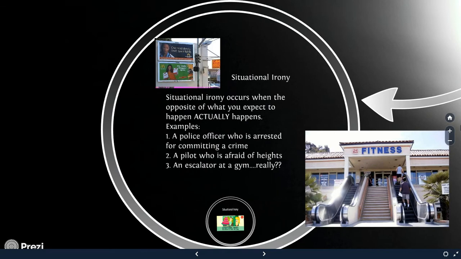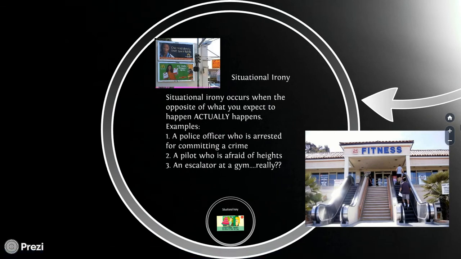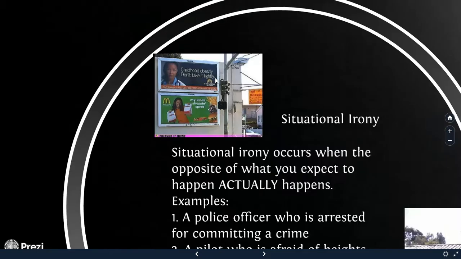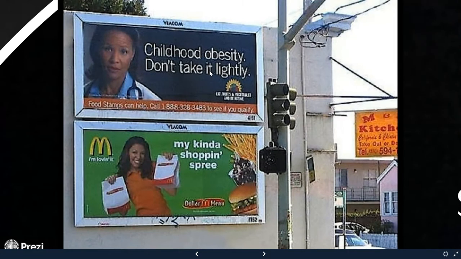So situational irony occurs when the opposite of what you expect to happen actually happens. So a police officer who was arrested for committing a crime, or a pilot who is afraid of heights, or even an escalator at a gym. So you can see it right here. There's a picture right here that actually says childhood obesity, don't take it lightly. But then McDonald's is right underneath, and it says the dollar menu.